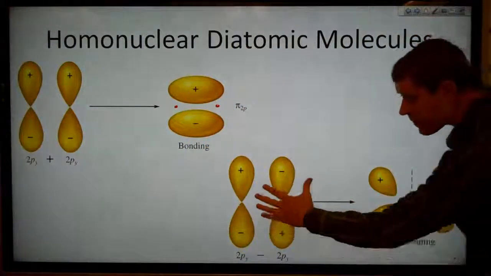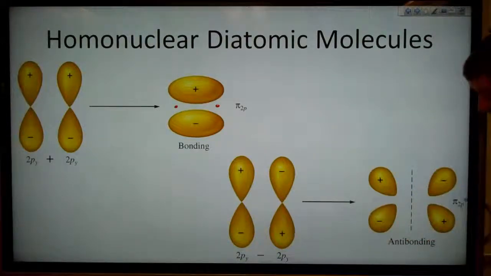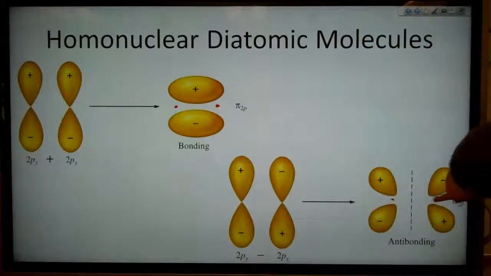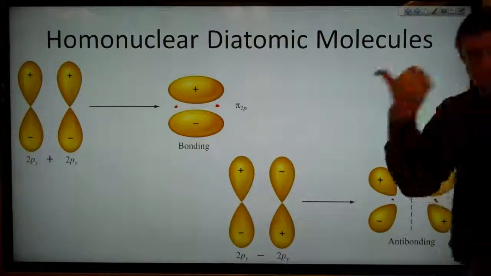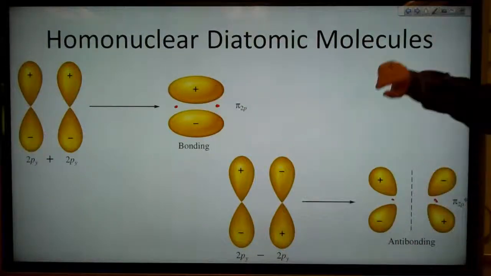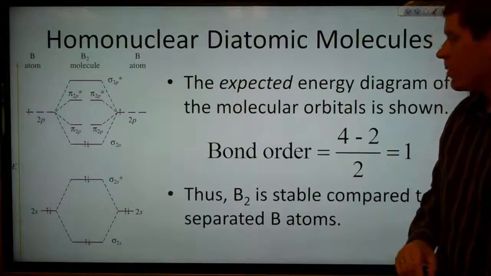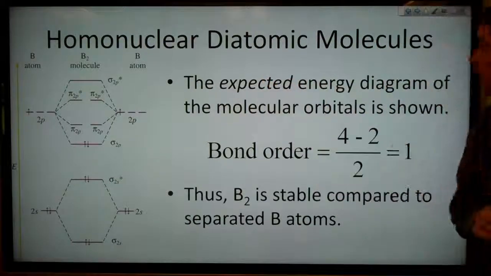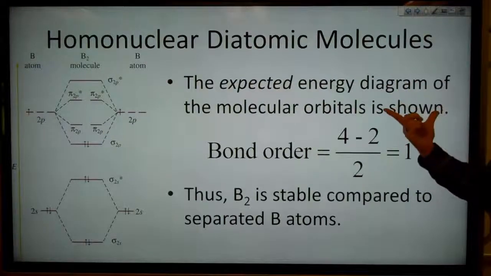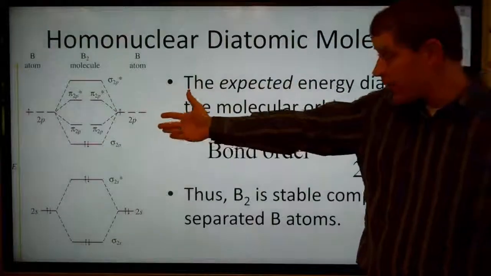On the other hand, if we have oppositely signed lobes, when we add those together, now we have a node in between, and now a nucleus that's here and a nucleus that's there will tend to be pulled apart. So this will be an antibonding orbital, that will be a bonding orbital, both pi molecular orbitals. So the expected, note this, expected energy diagram of the molecular orbitals for diboron is shown over here.